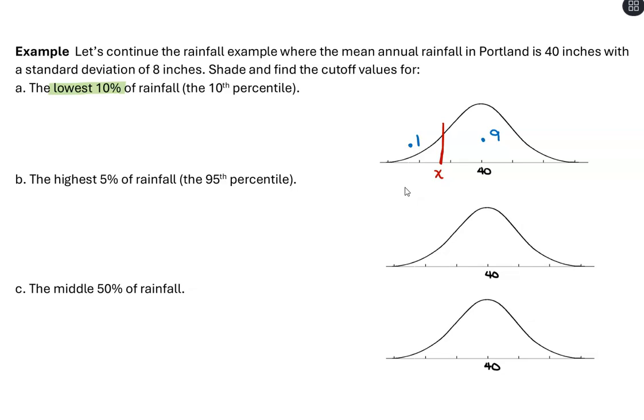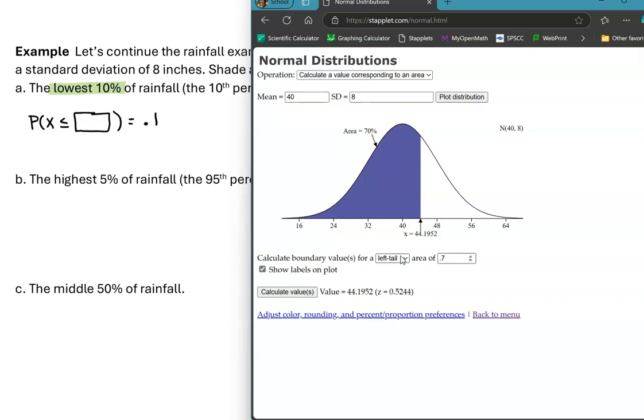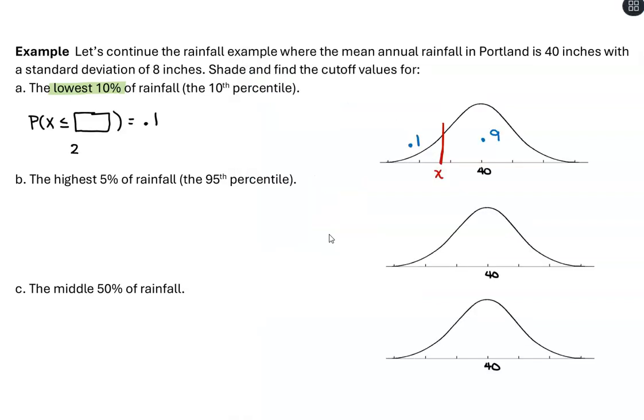We only need one of those numbers, but this can be nice for seeing both sides. So in terms of my probability notation, I'm looking for the probability that X is less than or equal to some unknown number, and that probability is 10%. So it's like we're filling in a blank for a different spot in this case. So I just need to find what that X value is. And that's where we go to Stapplet. This will be a case of left tail, and I just need to adjust my area to 0.1. So now I have 10% to the left, and that cutoff is 29.7476.